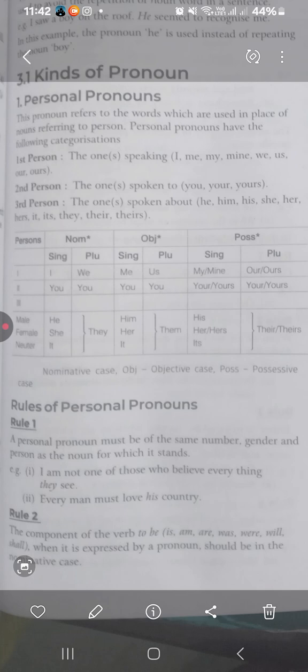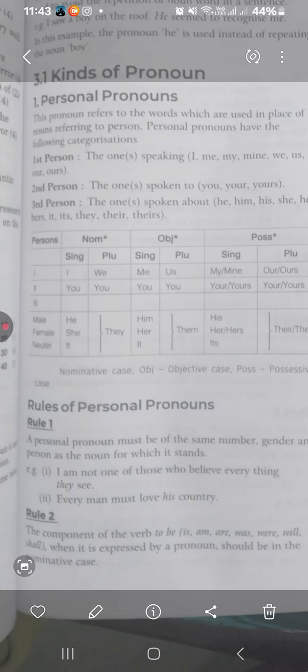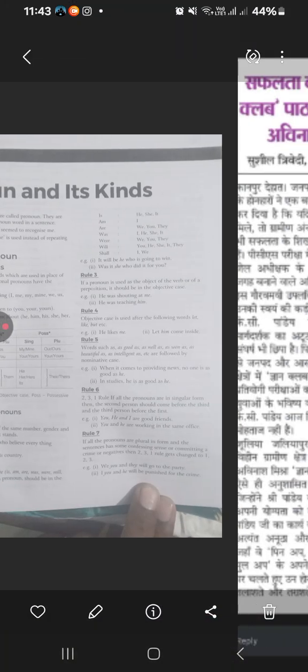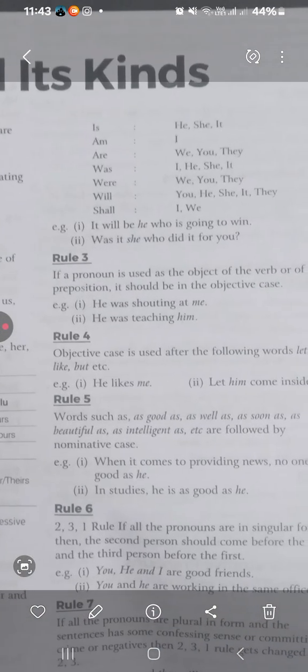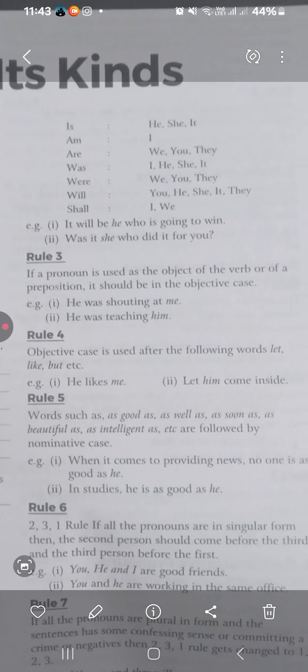Rule two: a component of the verb to be, is, am, are, was, were, will, shall. When it is expressed by a pronoun, it should be in the nominative case. With he, she, it, we are using is. With I, am; with we, you, they, are. It will be he who is going to win. So for he, we are using is.